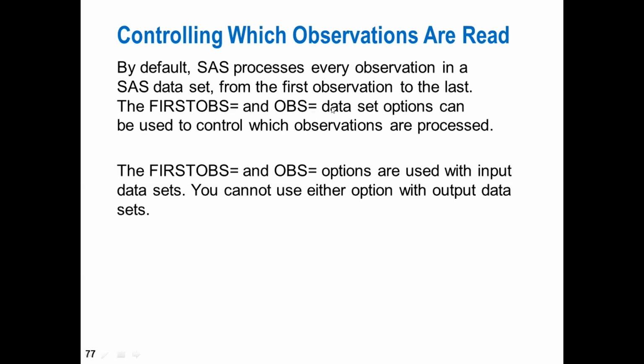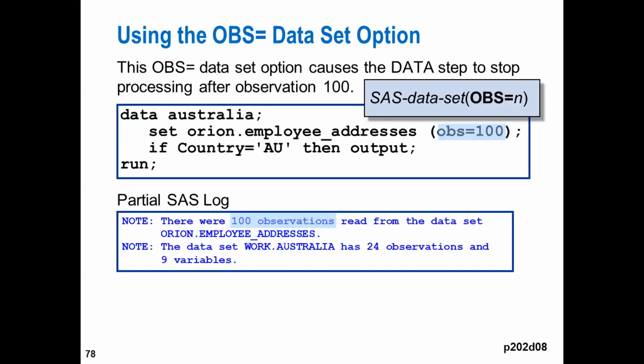FIRSTOBS= is the number of the observation where it starts reading, whereas OBS= is the last observation where it should stop processing. The FIRSTOBS= and OBS= options are used on the input data set. You cannot use either option with the output data set. Why? Because we are reading from the input to the output data set, where the output is creating those observations. So you cannot control observations on output while processing, but you can select them while reading from your input data set.